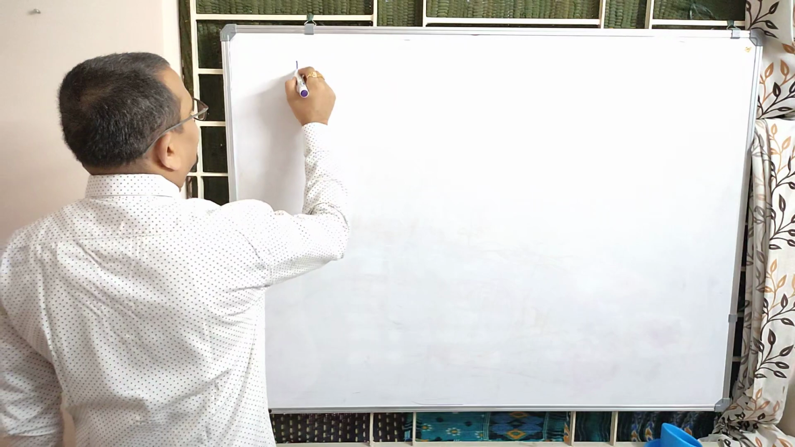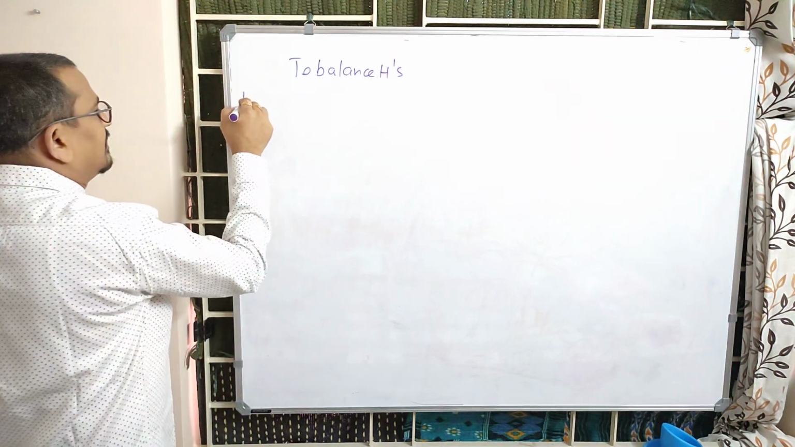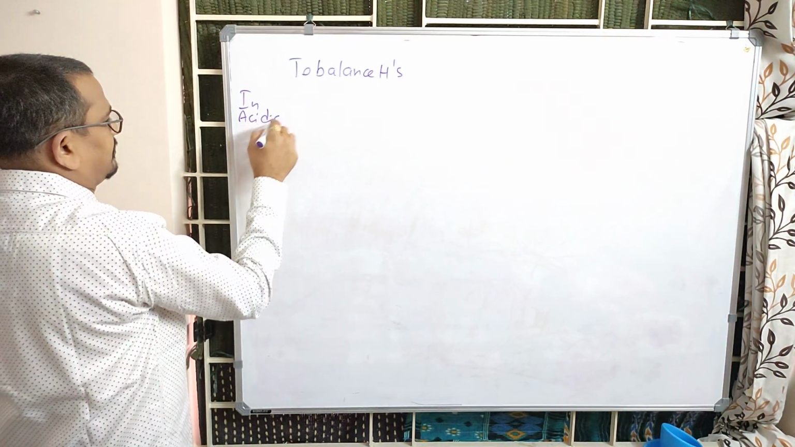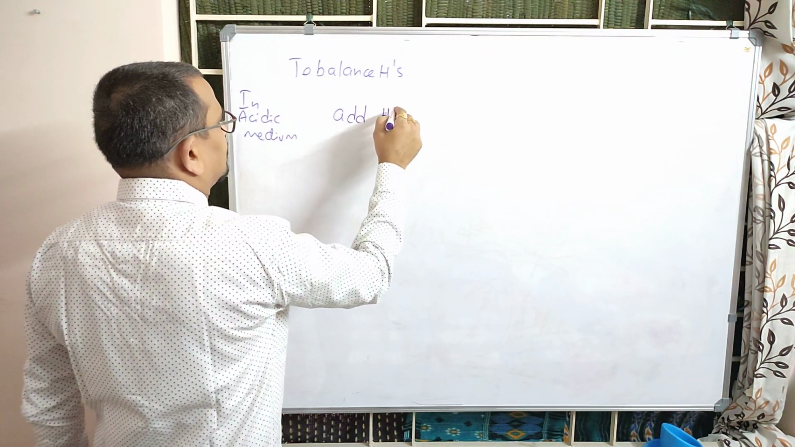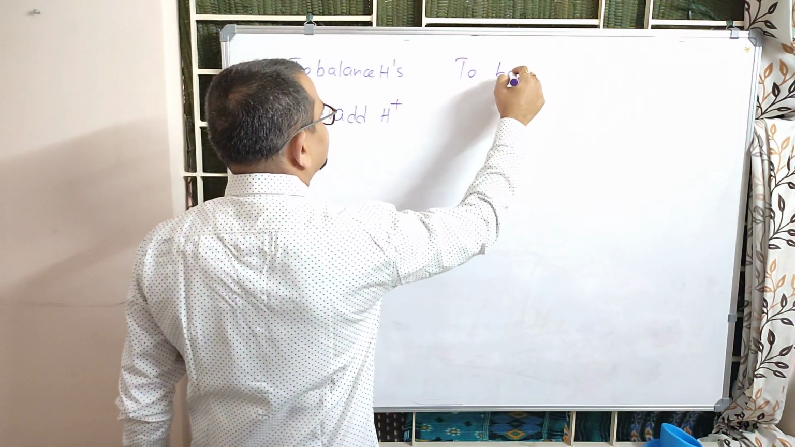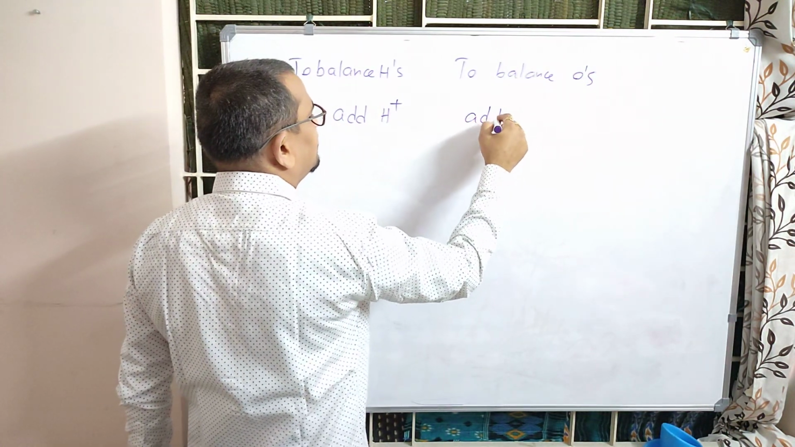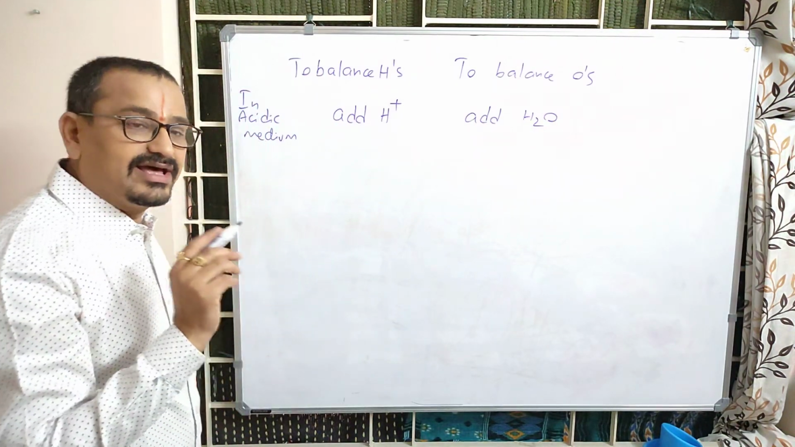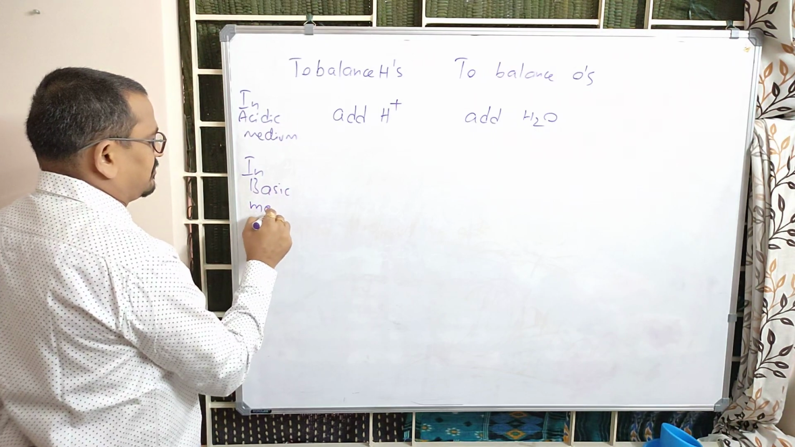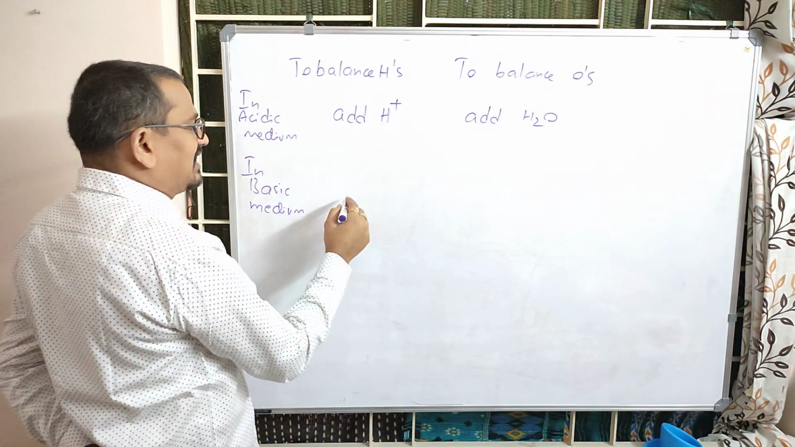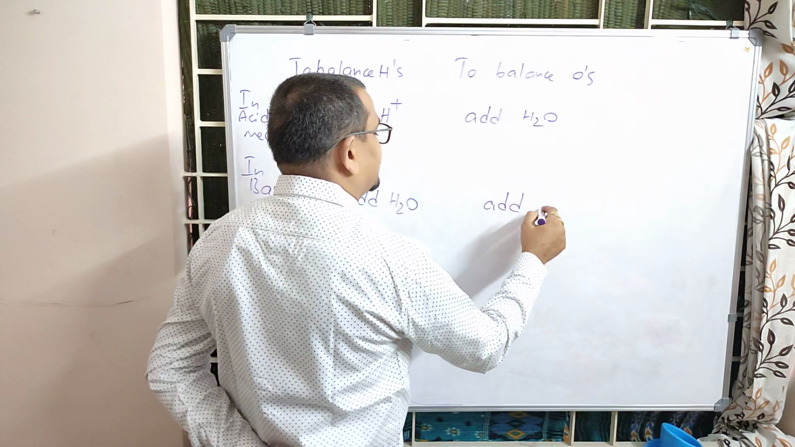What are the rules? To balance hydrogens in acidic medium, we have to add H plus ions, and to balance oxygens in acidic medium, we have to add H2O. Whereas in basic medium, to balance hydrogens we have to add H2O, and to balance oxygens we have to add OH minus.